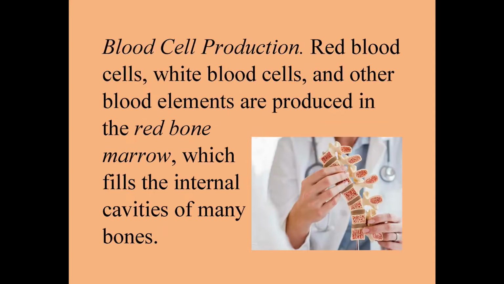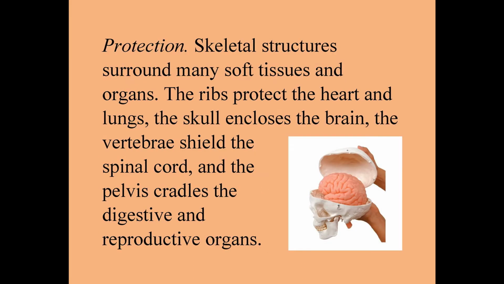Number 3, blood cell production. Red blood cells, white blood cells, and other blood elements are produced in red bone marrow, which fills the internal cavities of many bones. Number 4, protection. Skeletal structures surround many soft tissues and organs. The ribs protect the heart and lungs, the skull encloses the brain, the vertebrae shield the spinal cord, and the pelvis cradles the reproductive and digestive organs.